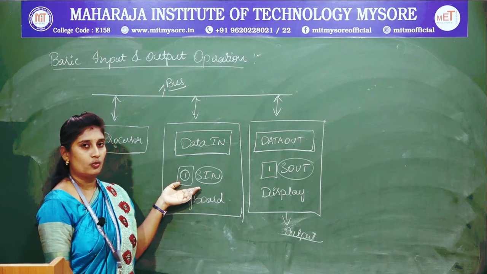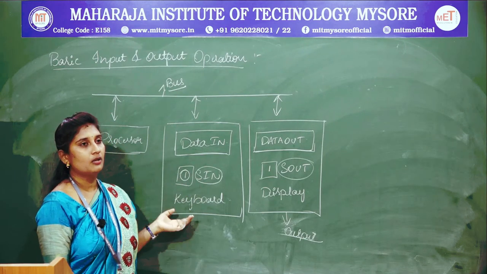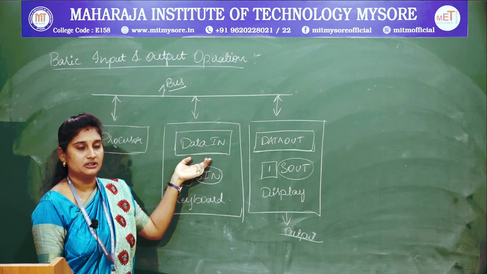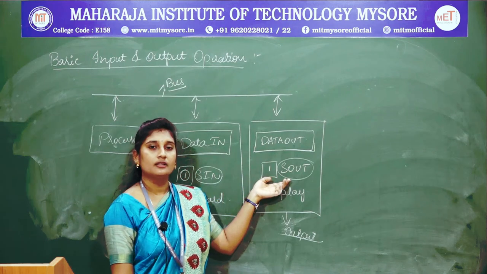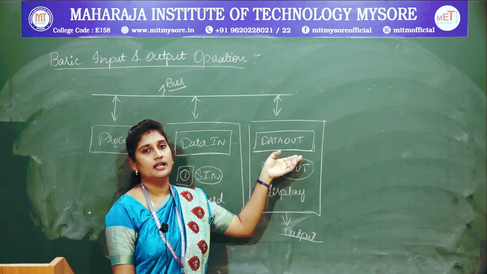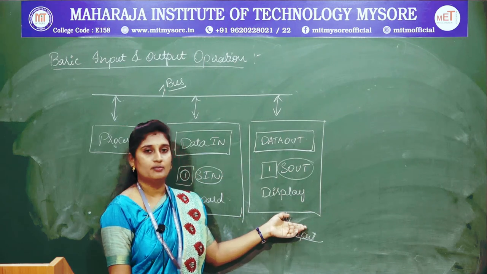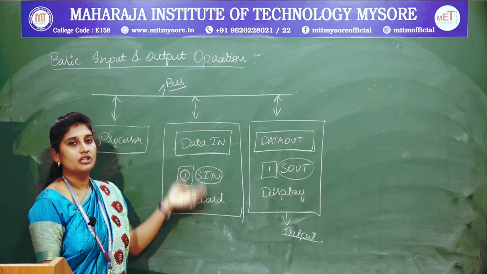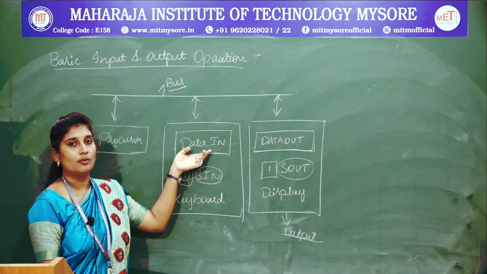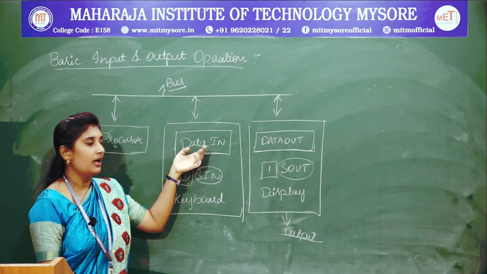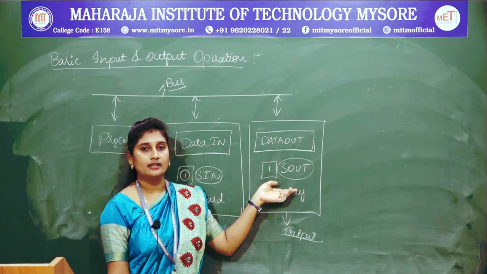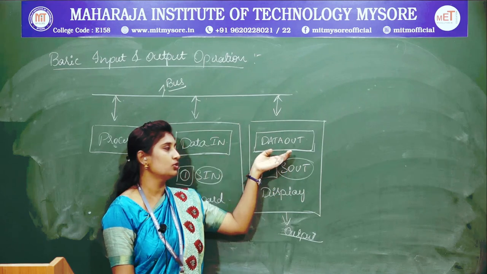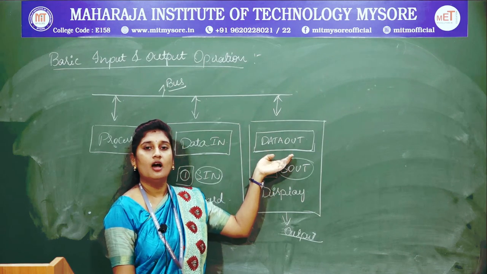So when S in is 1, it is understood that the processor is ready to read the character from the buffer register. When S out is 1, the processor is sending the data from the processor to the display unit. If S in is 0, it is understood that some key needs to be filled into your buffer register data in. Again, if S out is 0, the processor has to send the data to your buffer register data out.